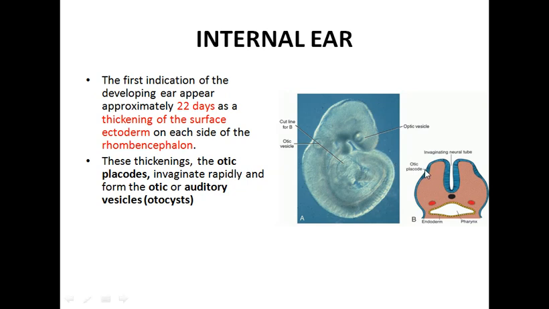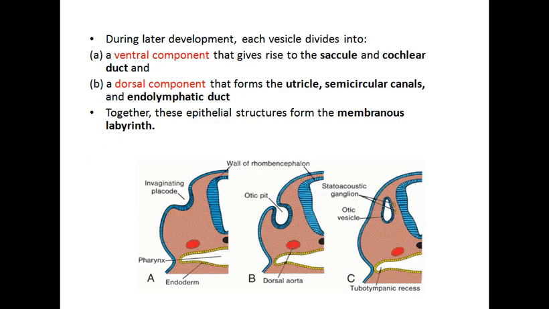In this picture you can see these are the placodes. अब ये जो इसका blue tissue दिख रहा है, it will invaginate more, ठीक है, and then it will form the otic vesicle, right? During this development, this vesicle will divide into the anterior and posterior component. The anterior component, which is the ventral component, will give rise to the saccule and cochlear duct. The posterior component or dorsal component will give rise to the utricle, semicircular canals, and endolymphatic duct, right?